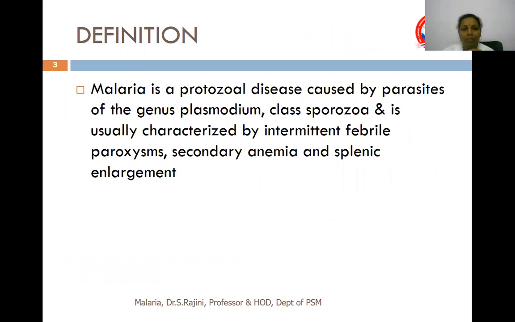Definition. So how do you say the patient is having malaria? So malaria is a protozoal disease caused by sporozoa of the genus Plasmodium, characterized by intermittent febrile paroxysms and secondary anemia. So the patient will be having fever, which is intermittent type. We have already seen in typhoid fever, it will be a stepladder pattern. Here it will be intermittent fever, maybe fever for 2 days, and there will be a gap in between. Then again after another day, we'll be having fever for another 2 days. So there will be an intermittent fever.